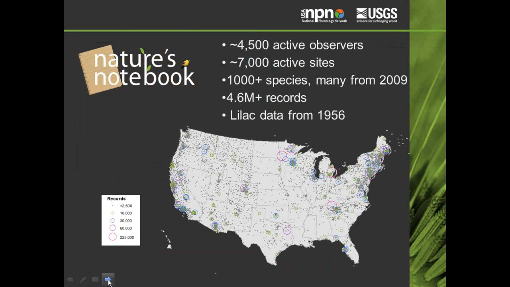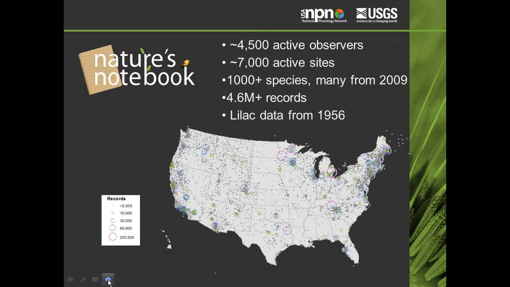Right now we have about 4,500 active observers using Nature's Notebook, and they're participating in about 7,000 sites across the U.S. We just recently released another suite of species for this spring, so now we have over 1,000 species that you can observe. Many of those species were in the database from 2009, so we're starting to build that long-term data set that researchers are really interested in.